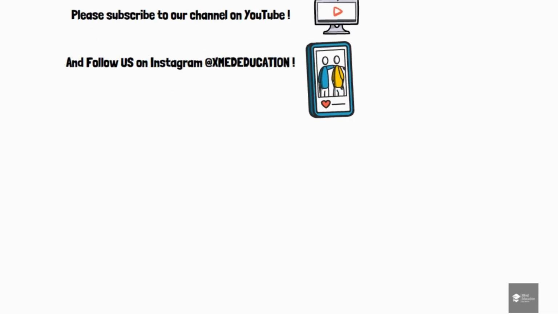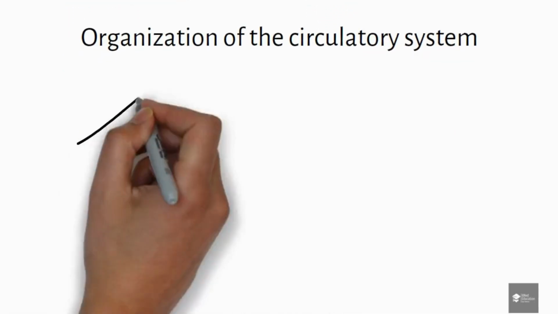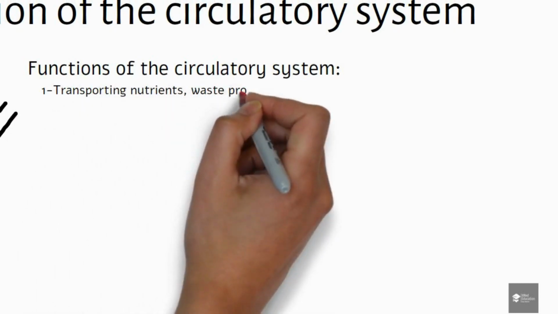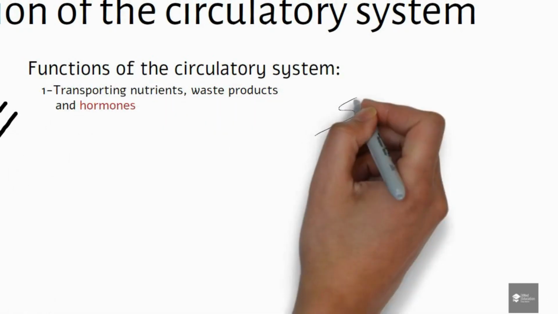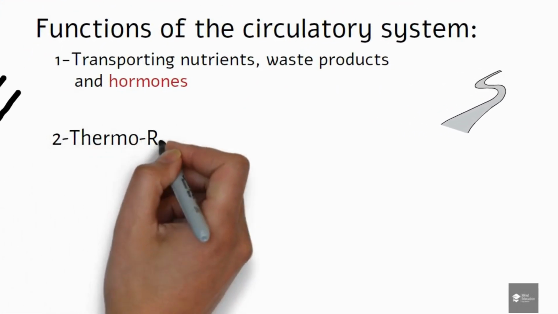Let's start. In this video, we're gonna talk about the organization of the circulatory system. So, what do we mean by that? First we need to know the function of the circulatory system. They have many functions. First, transporting nutrition, waste product and hormones, so they can help the endocrine system to transport hormones.